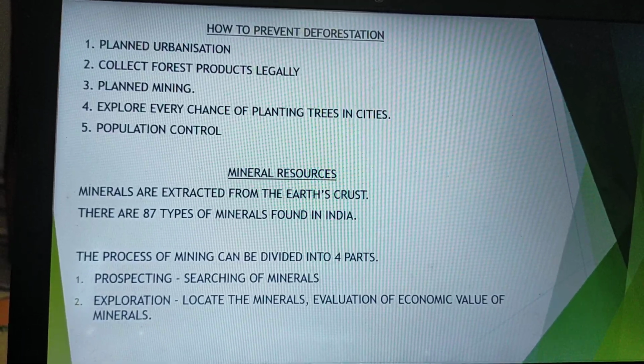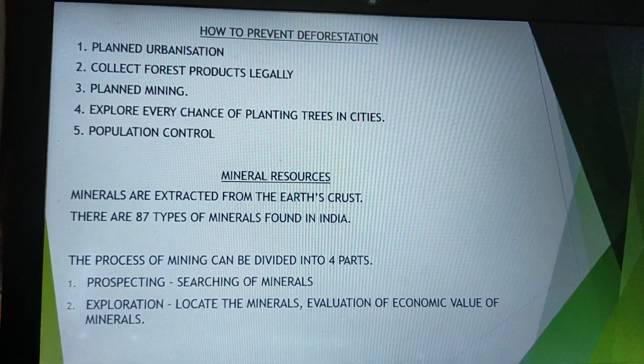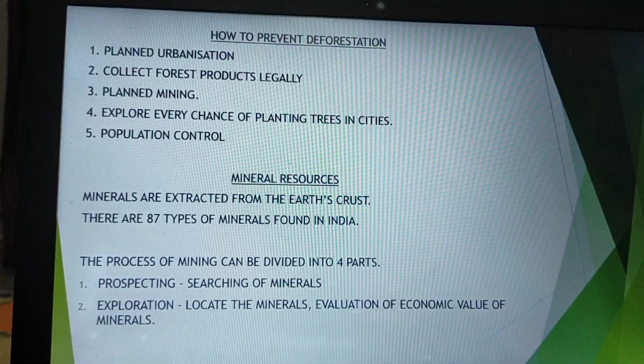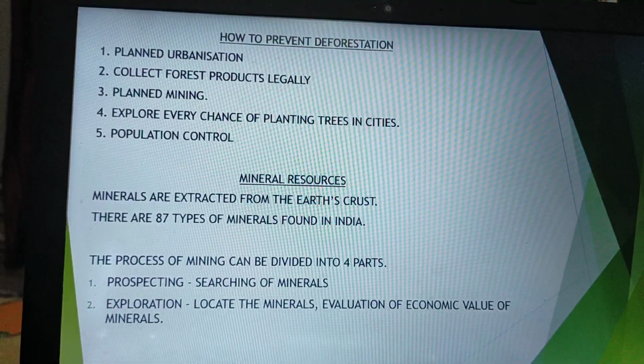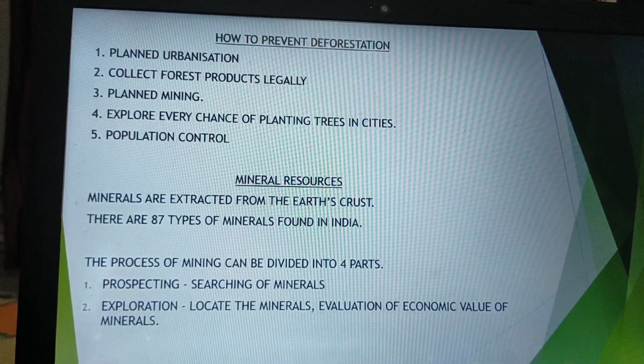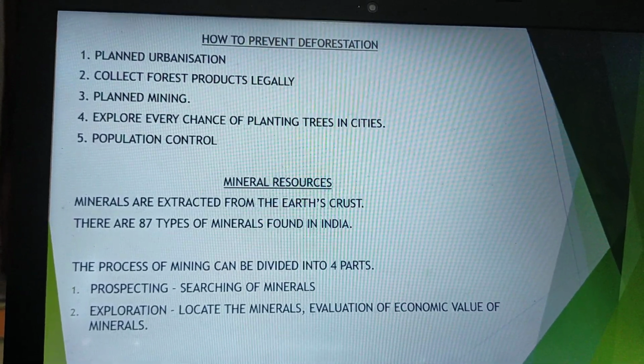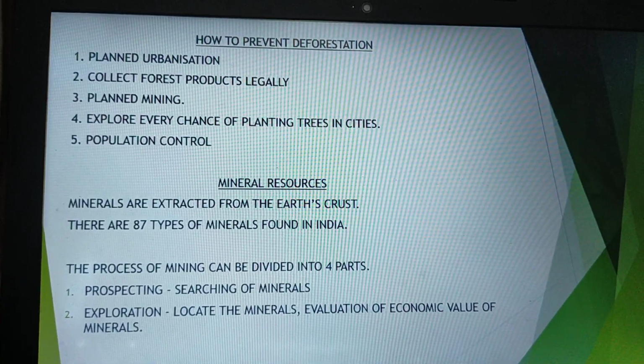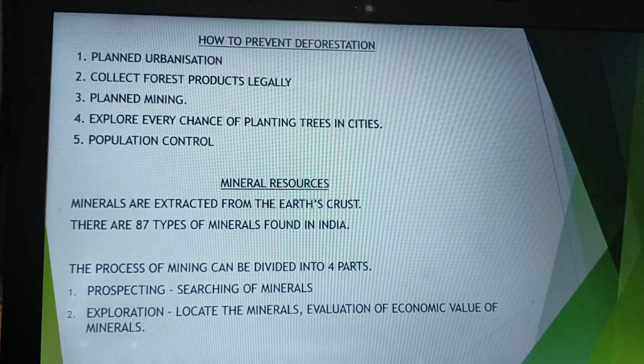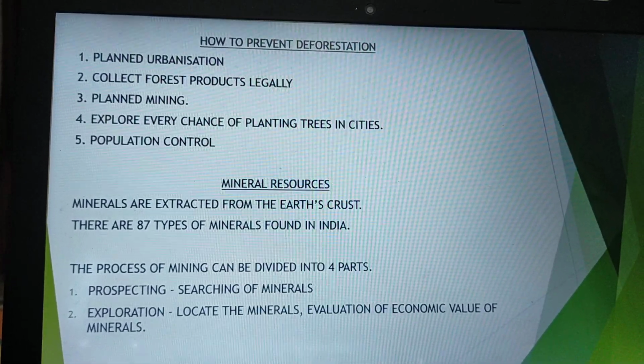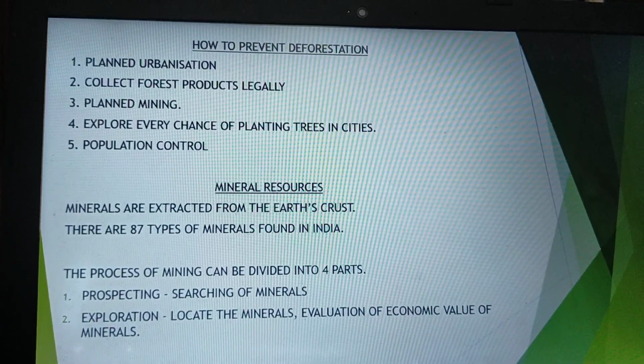Now, how can we prevent deforestation? Number one is planned urbanization. Then we can collect the forest products legally. Then planned mining and exploring every chance of planting trees in cities, and population control.